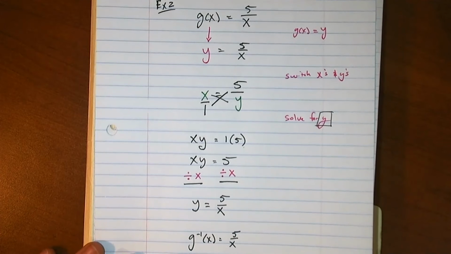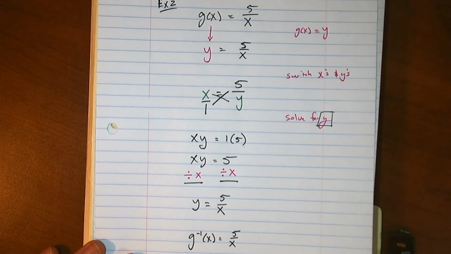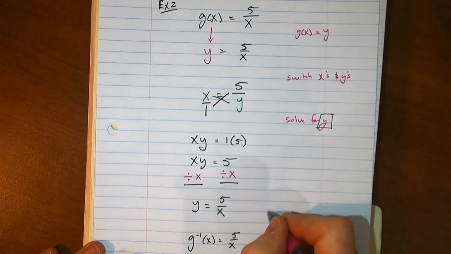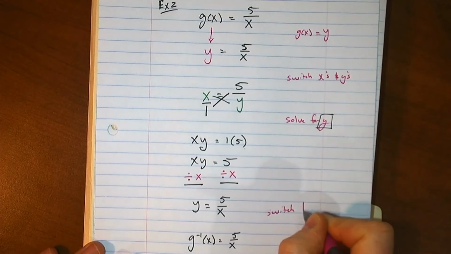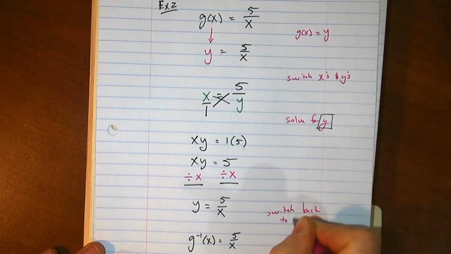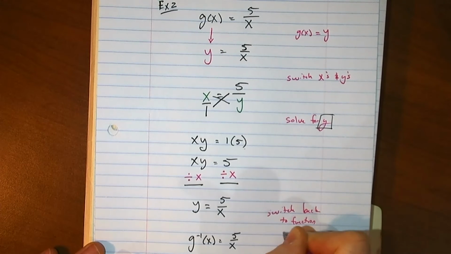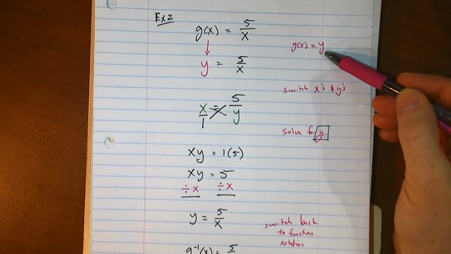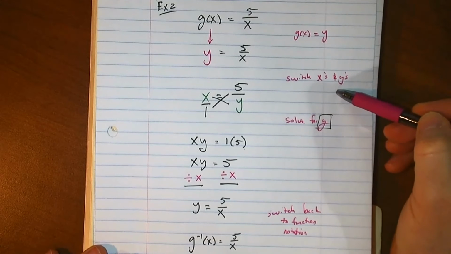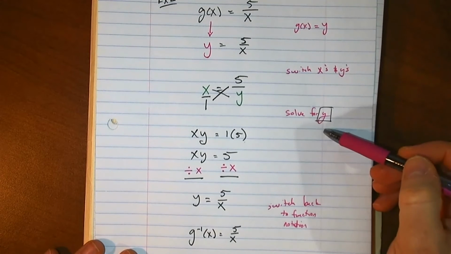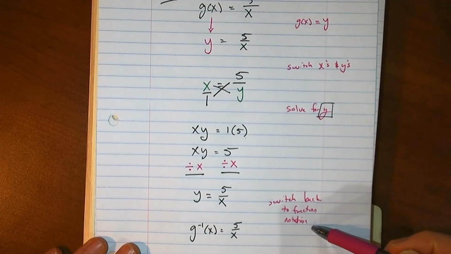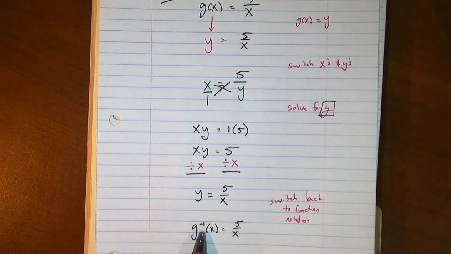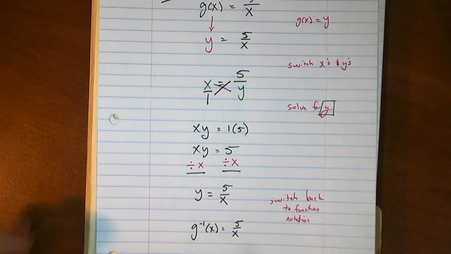So there we go in function notation. Okay. So this is our basic process. We're going to replace the g with a y, switch our x's and y's, solve for y, and then switch back into function notation. Remember, once we have the inverse, we use the little -1 to represent that.